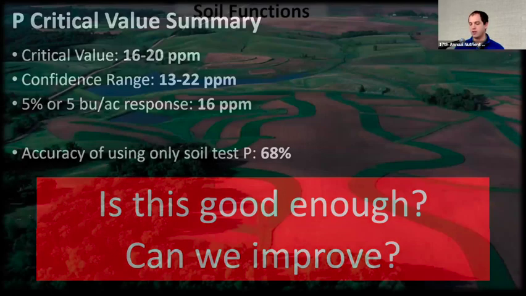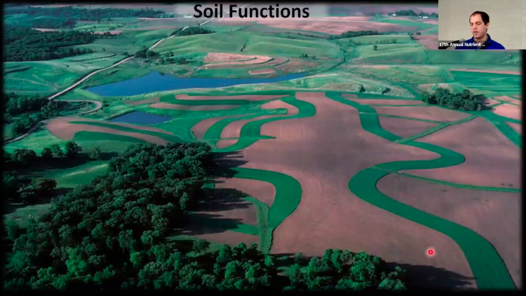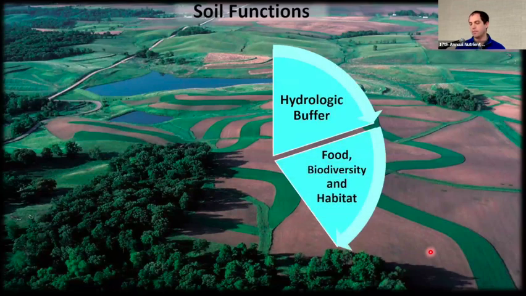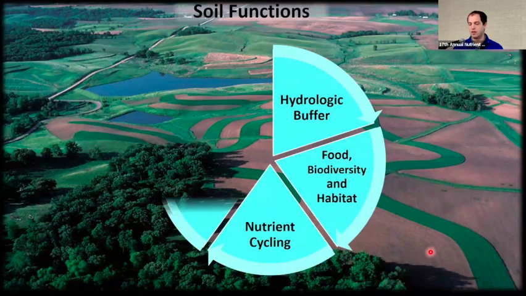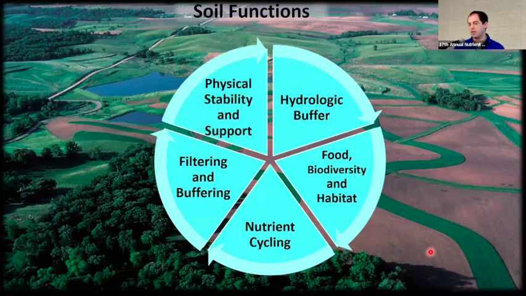I took a step back, looking at our landscape and the soil functions that we know our soils provide. They are a hydrologic buffer, food, biodiversity, habitat, nutrient cycling, filtering and buffering. They provide physical stability. So there are all these things. How can we enhance that? And how do these things affect our phosphorus cycle?